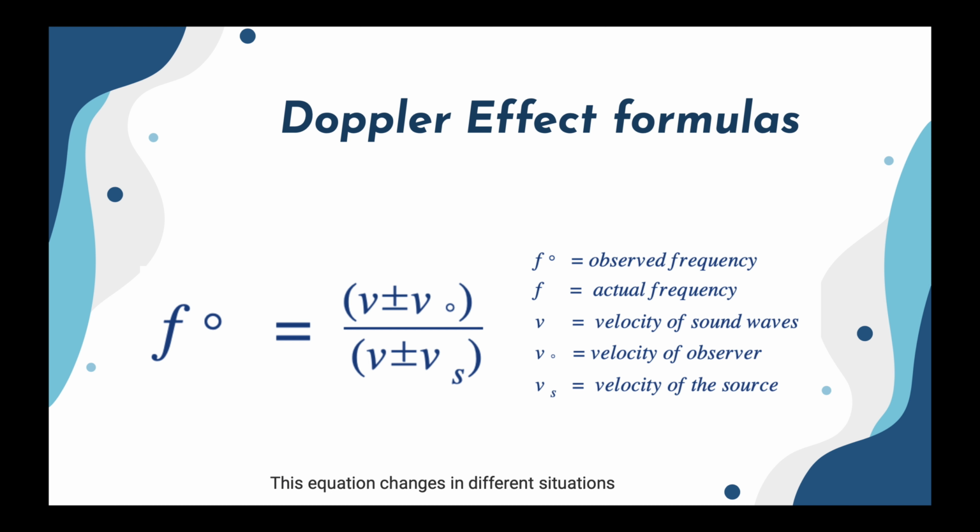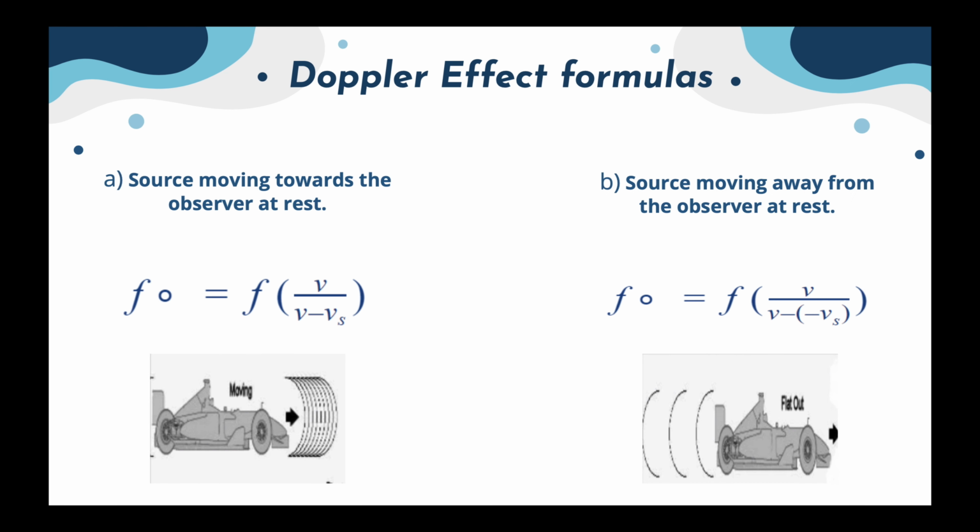Let us see how we can use the equation of the Doppler effect in different situations. In situation A, the observer is at rest, so the velocity of the observer is 0. When we substitute this into the main Doppler effect equation, we get the equation of the Doppler effect when the source is moving towards an observer which is at rest. And the equation is as follows. Observed frequency equals actual frequency multiplied by the velocity of the sound waves divided by the velocity of the sound waves minus the velocity of the source.